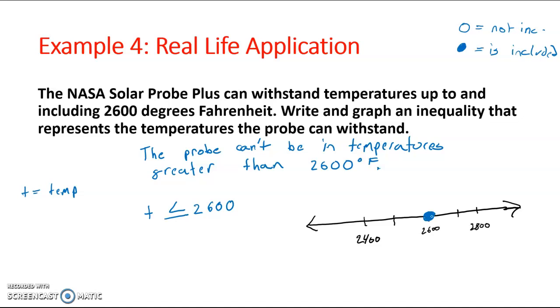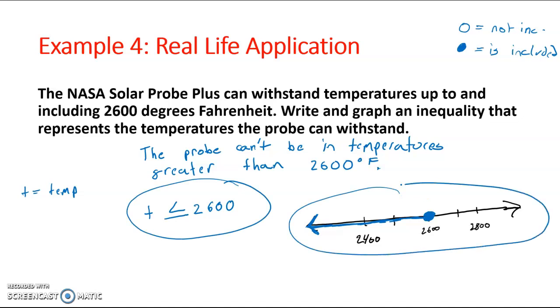All right, and since T is less than or equal to 2,600 degrees, I'm going to shade to the left of my circle, because anything over here is going to be less than 2,600 degrees. So I'm going to shade all this in. So in order for this probe to work fine, T can be any value that is 2,600 degrees or less. All right, so this is the first part of the question, my inequality, and this is my graph.